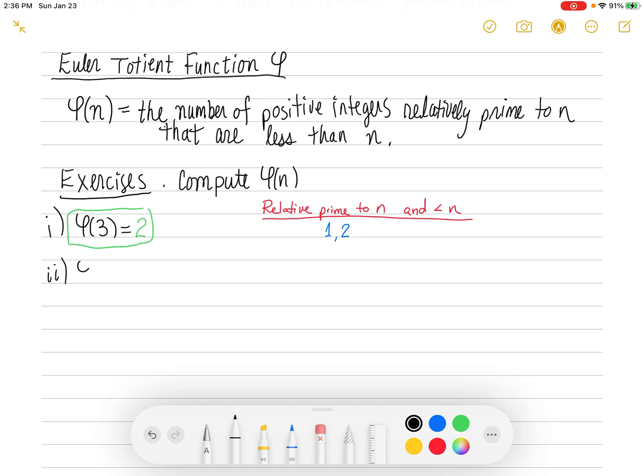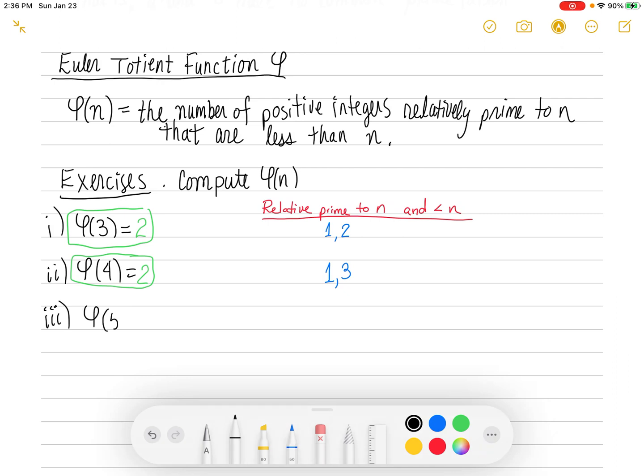All right, let's do number 2. Let's find phi of 4. What's relatively prime to 4 and less than 4? Well, 1 is, 2 is not, because 2 and 4 have a 2 in common. Is 3 relatively prime to 4? Yes, 3 and 4 only have a 1 in common. And that's where we stop, right? We always stop below 4. So that's 2 values again. 1 and 3 are relatively prime to 4 and less than 4.